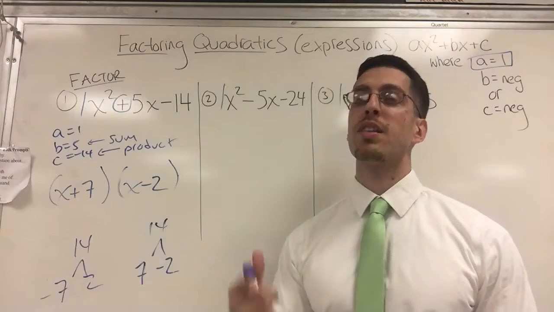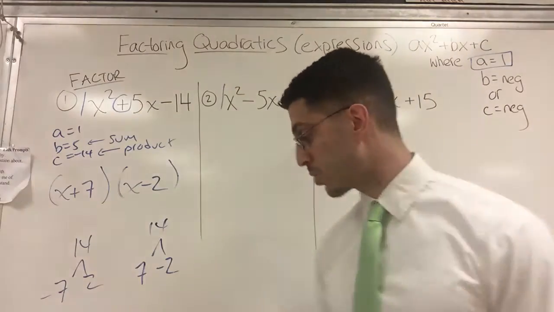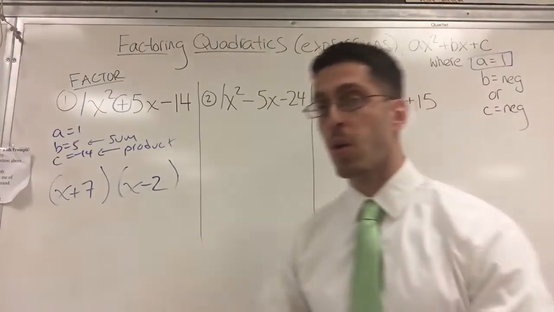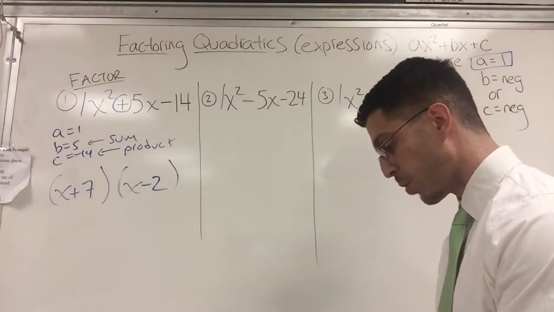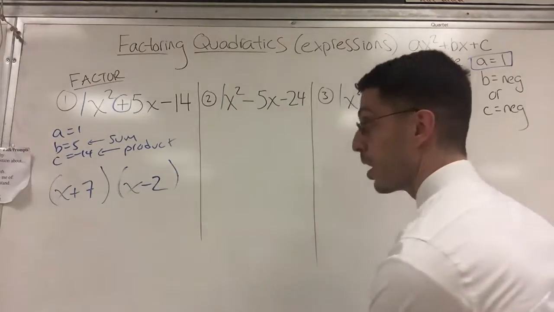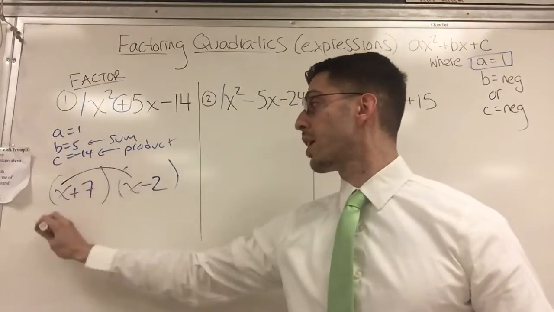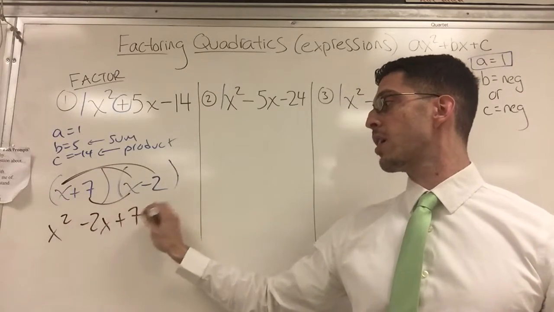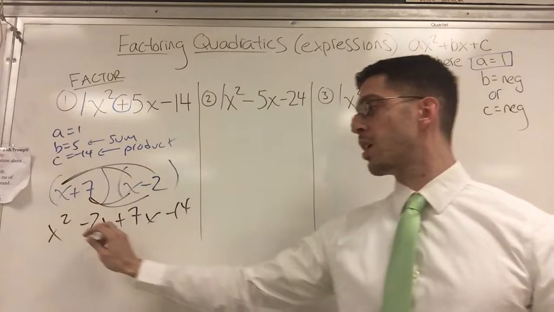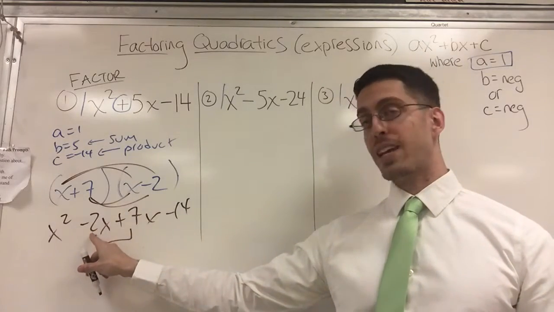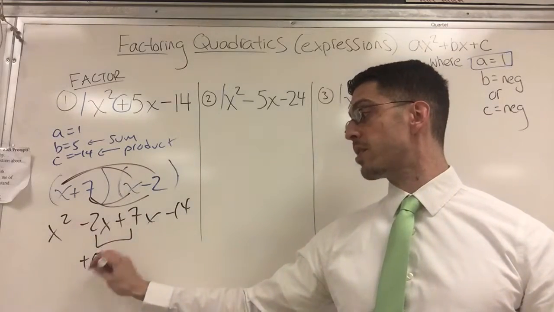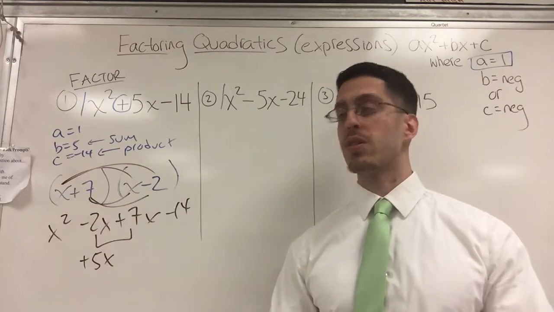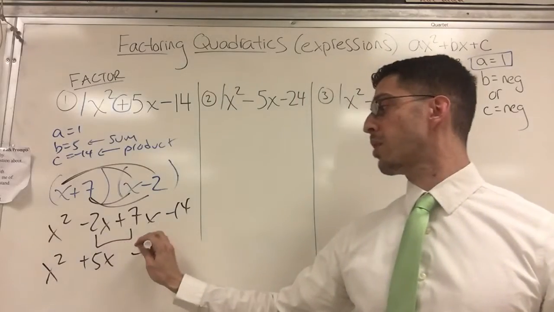Still don't believe me? Good thing you know how to multiply binomials, so let's do that. Maybe you learned it as FOIL, maybe you learned it as distributive property. Whatever works for you. So I'm going to check my work by multiplying x times x, x squared. X times negative 2 is negative 2x. This gives me 7x. This gives me negative 14. You remember this? Combine like terms. Negative 2 plus 7 gives me the positive 5x. That's what I wanted. So it worked. That gives me x squared plus 5x minus 14.